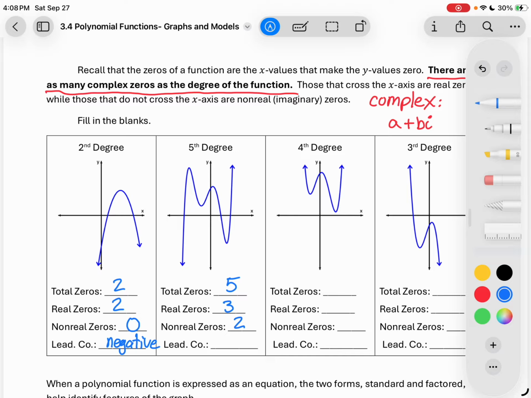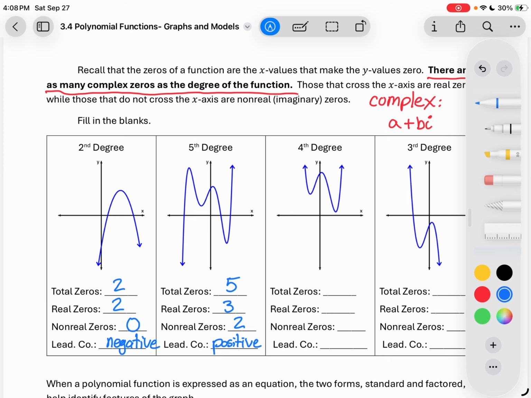They're not showing up on the graph because the graph has a real axis for the x-axis and a real axis for the y-axis. So the non-real zeros are not going to show up on the graph. If you look at the end behavior, it would help us find that the leading coefficient would be positive. It matches the end behavior of a positive odd degree.